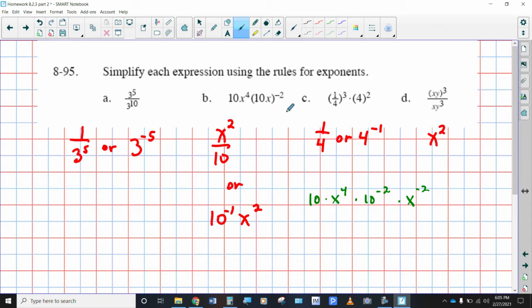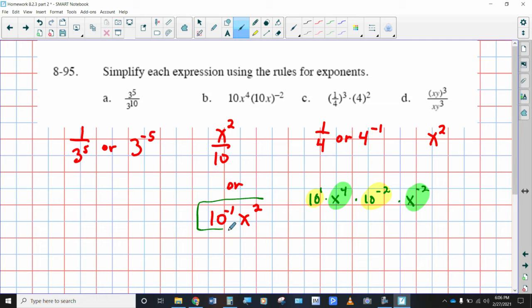So now let's go ahead and put all of the powers of 10 together and then all of the powers of x together. We're multiplying powers, so this is 10 to the 1st times 10 to the negative 2nd. So we're going to keep our base and add our exponents together, and it becomes 10 to the negative 1st. Here it's x to the 4th times x to the negative 2nd. So we're going to keep our base and add 4 and negative 2 to give you positive 2.